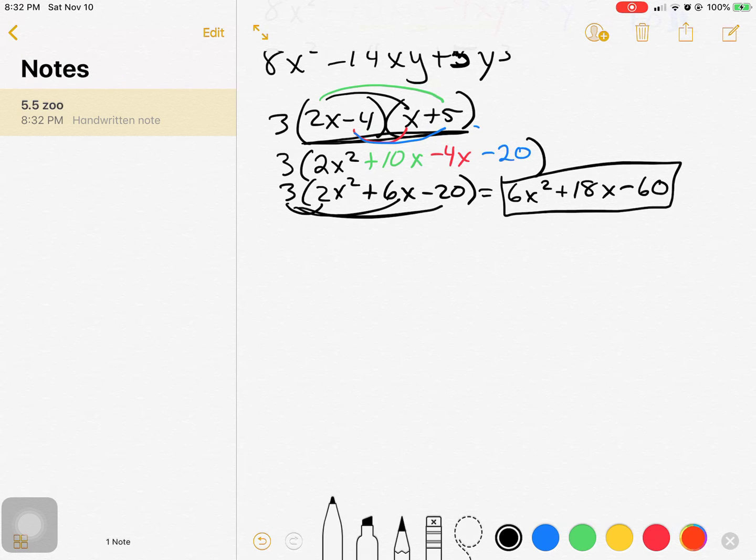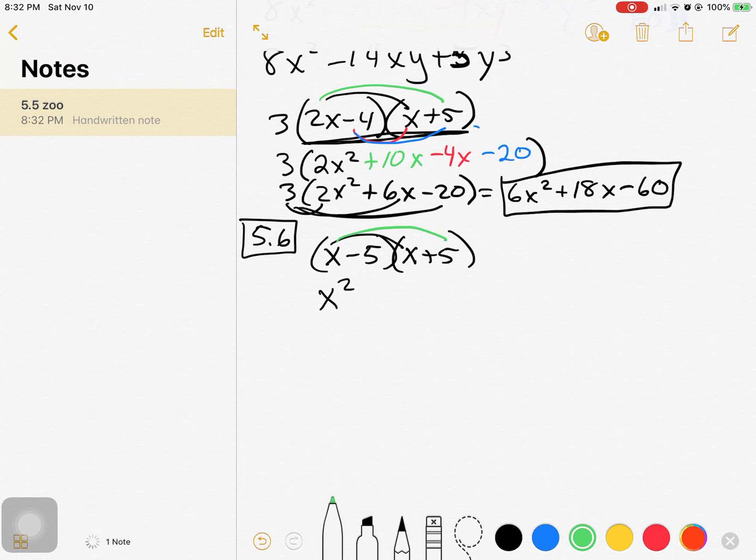So 5.6, all they want to do, 5.6 is pretty easy. 5.6 is just pointing out some things that happen when you have some odd ones. They call them special products. So if you're foiling these two binomials, something interesting happens. So first times first, that's 1 times 1 is 1, and then you get x squared. And then outside is plus 5x. Inside is minus 5x. And the last is minus 25.